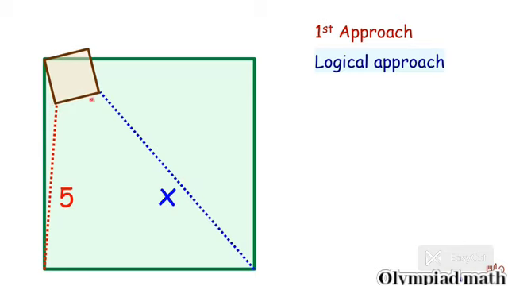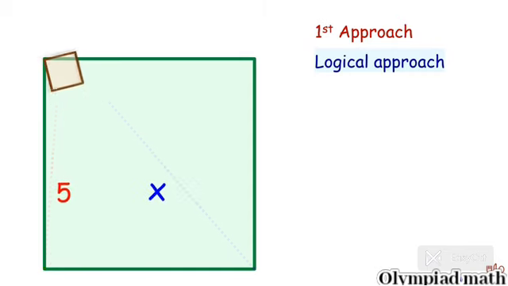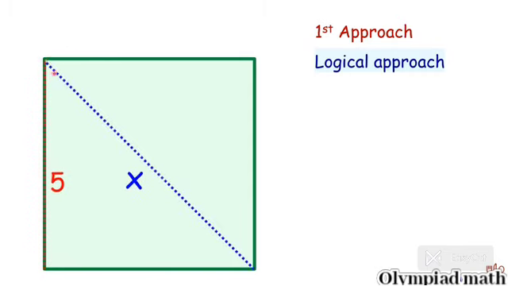What if we reduce the size of the square further and further till it becomes a point square? Here our square has become a point square, so the distance between this vertex, that 5, becomes the side length of the green square, and the distance between the other two vertices becomes the diagonal of the green square. And we know that the diagonal of a square is root 2 times the side, so x is equal to 5 root 2 centimeters.